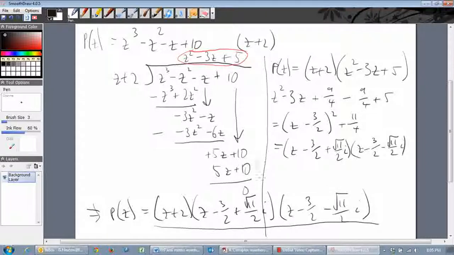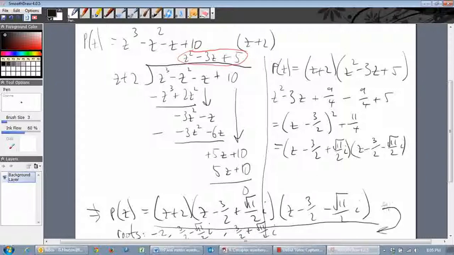If it asks for the roots, then you're going to be writing the roots. What, just in here, are the roots? So if it asks for the roots, negative 2 is the first root. The second root will be 3 over 2 minus root 11 over 2i, and the third root will be 3 over 2, sorry about this, plus root 11 over 2i. They're the roots, okay?